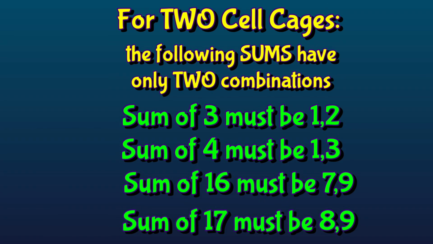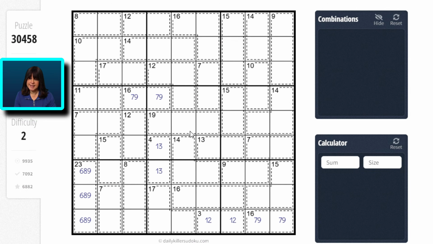Okay, any more 2-cell cages with sums of 3 or 4 or 16 or 17? Yes, here's a 17. So this has to be an 8 or 9. Great! Look how many candidates we have so far.